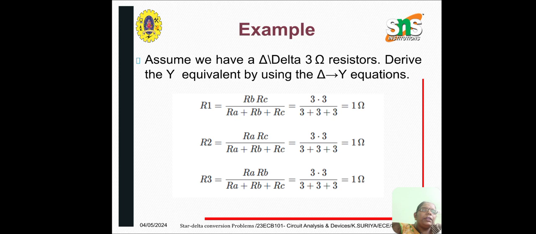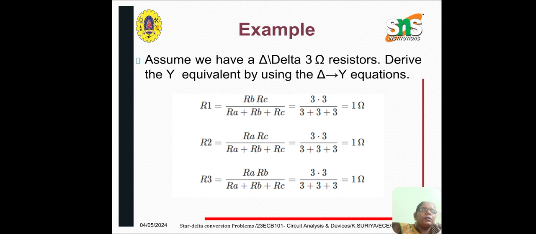Consider you are having a delta network consisting of 3 resistors, and the value of all the 3 resistors is 3 ohms. We want to convert it into a star network. So you can calculate it using R1 is equal to RB RC divided by RA plus RB plus RC, where 3 into 3 divided by 3 plus 3 plus 3, which is equal to 1 ohm. Similarly, we can calculate R2 and R3. Since all the resistors are 3 ohm resistors, the value will be the same for R1, R2 and R3. So all the 3 resistors are 1 ohm.